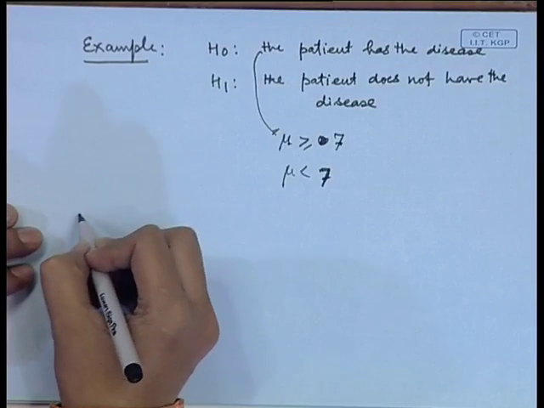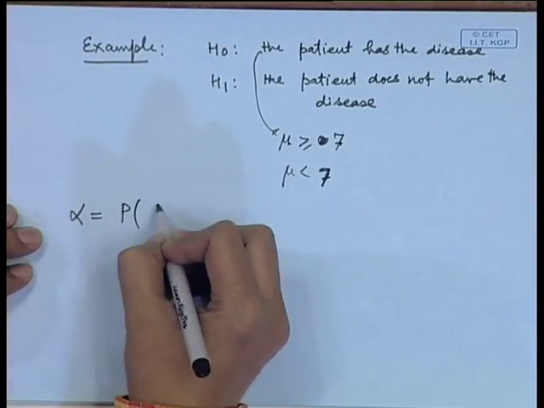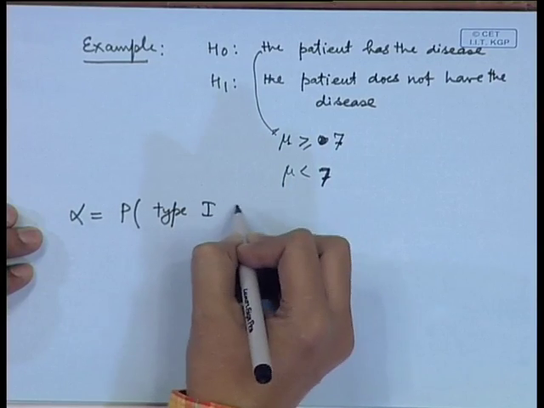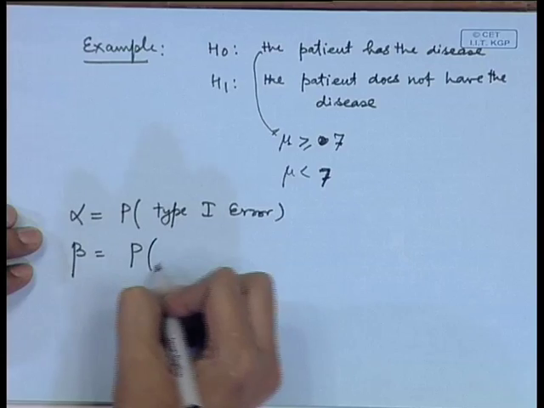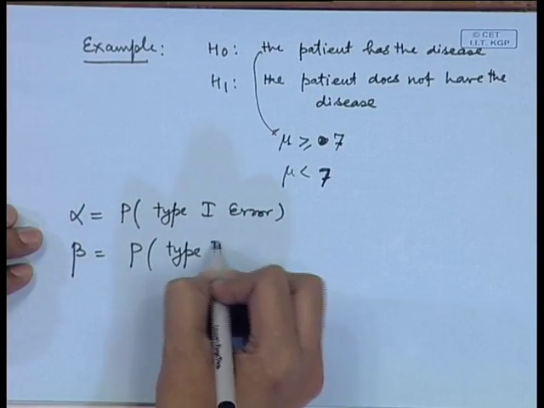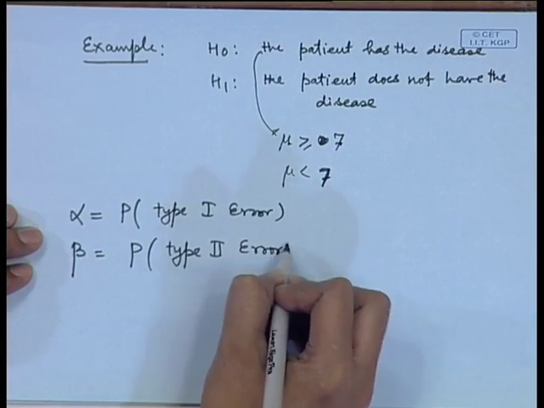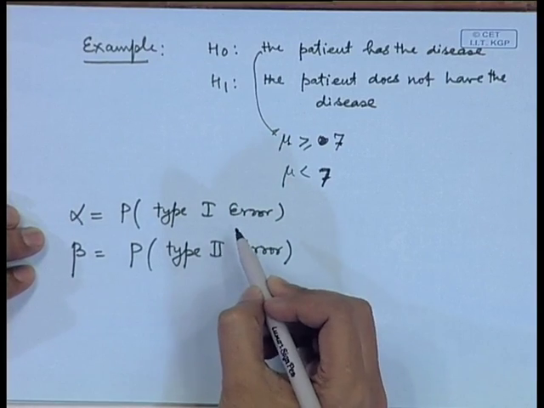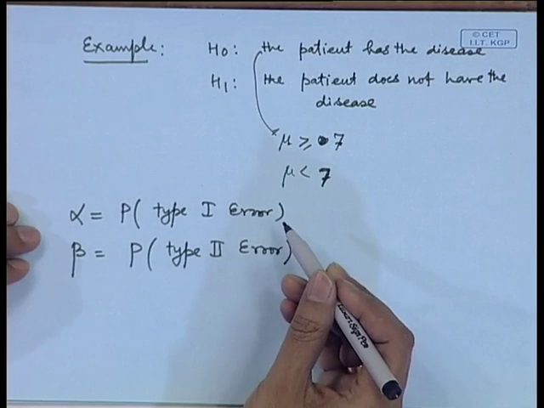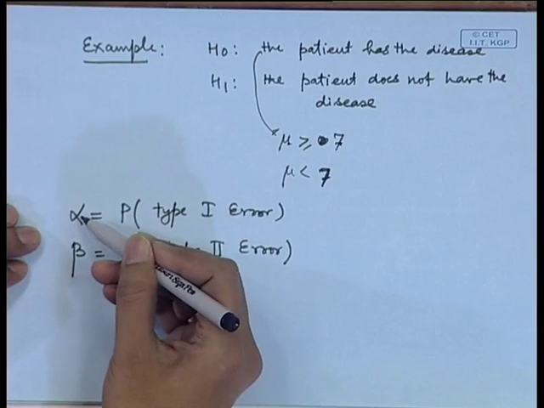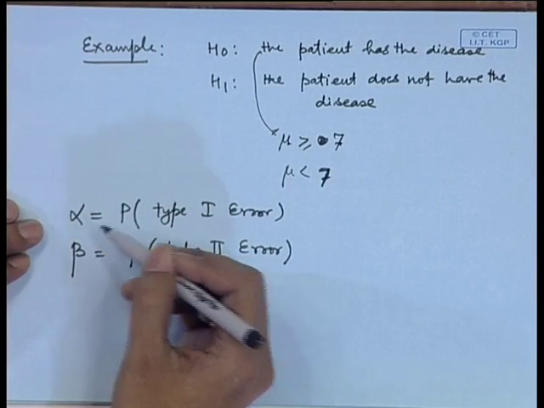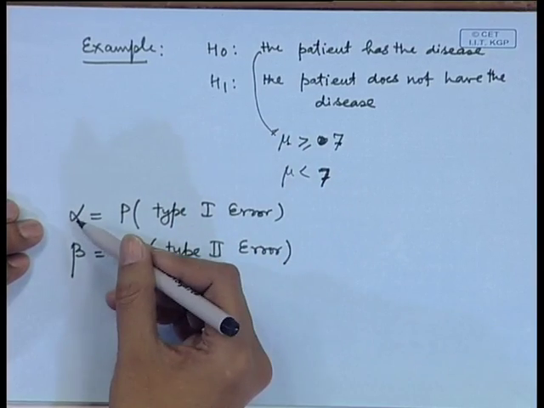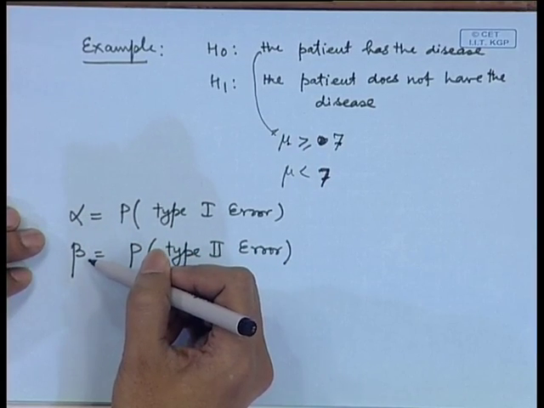So, let me use the notation. We have the standard notation: alpha is the probability of the type 1 error and say beta is the probability of the type 2 error. So, for a statistician, a good test is the one which keeps these alpha and beta to a minimum. But as you can see, it may not be possible to control both of the errors.